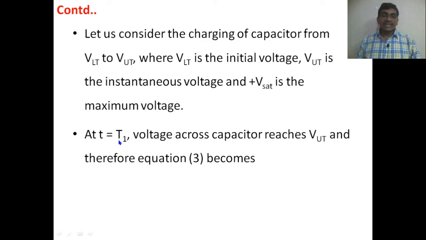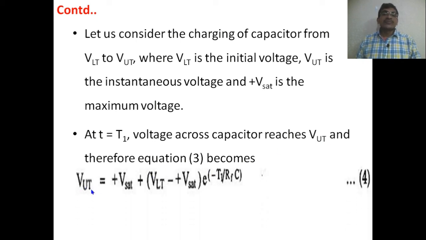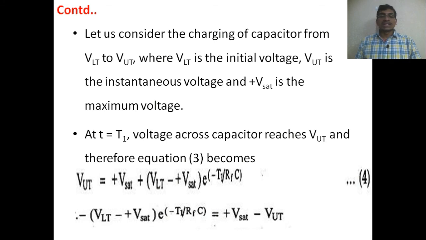So at the time t is equal to T1, the voltage across the capacitor reaches the VUT level, the upper threshold voltage level, and therefore equation 3 becomes VUT, the upper threshold voltage, because at the time T1 it is at the voltage of VUT. So VUT is equal to plus V saturation, the maximum level, plus initial level VLT minus the maximum level plus V saturation into e power minus T1 by RF into C. RF into C is the time constant of this astable multivibrator or square wave generator.